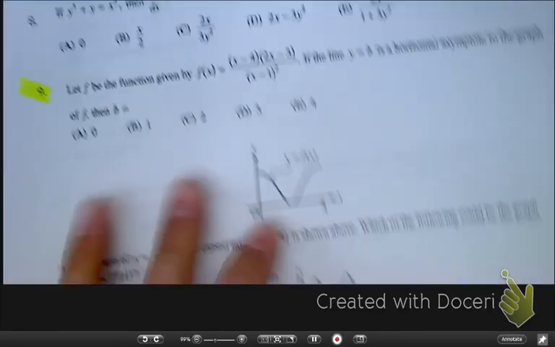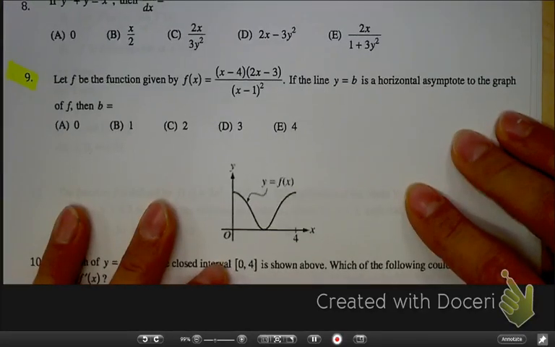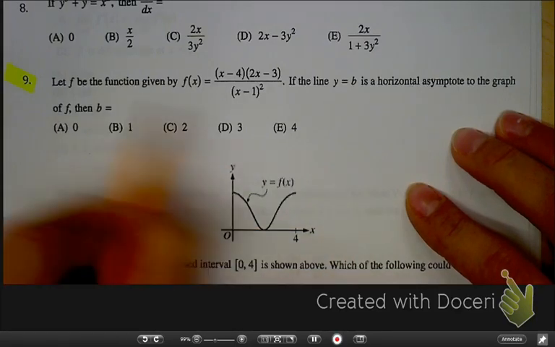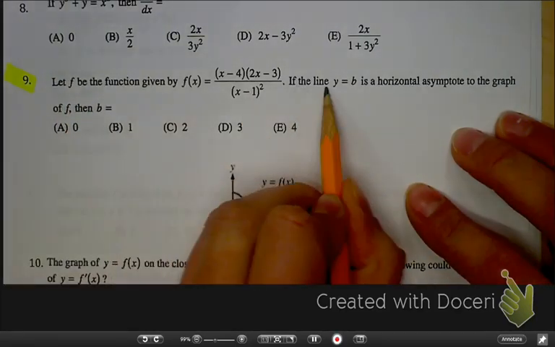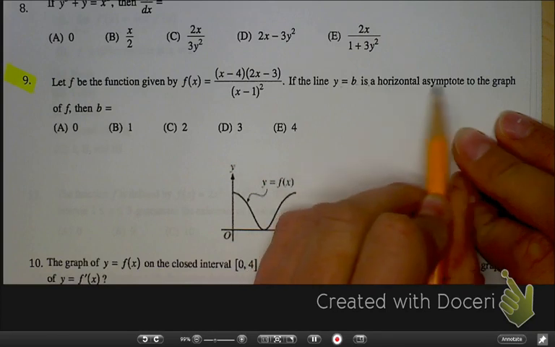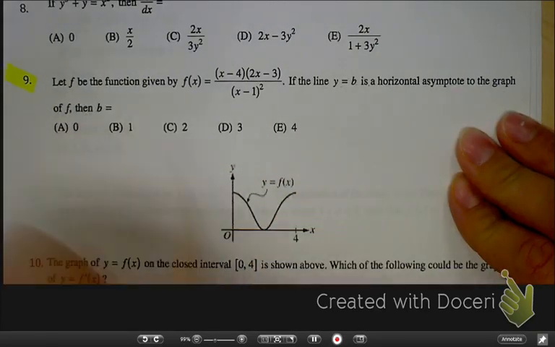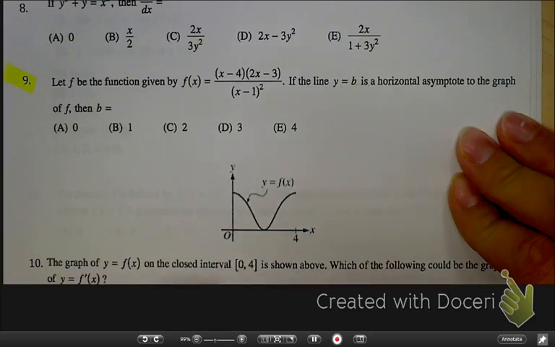The next one, number 9. Again, this one probably could have been in the last video, but I didn't see it earlier. It says, here's a function called f. If the line y equals b is a horizontal asymptote to the function, then b equals blank. So remember that a horizontal asymptote is the limit as x approaches infinity.